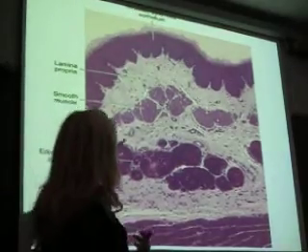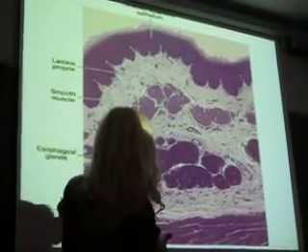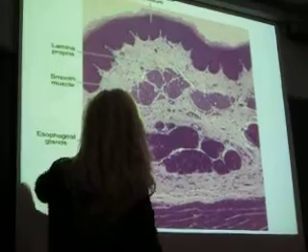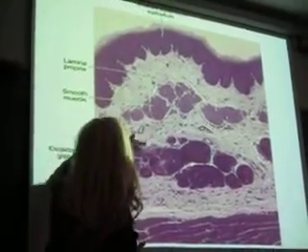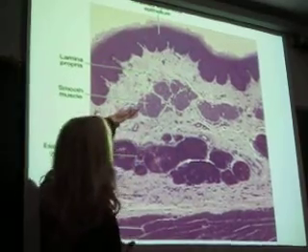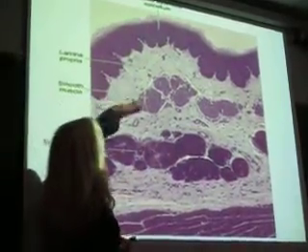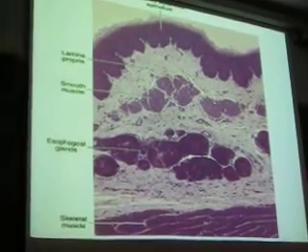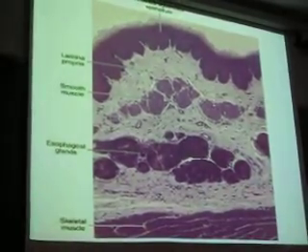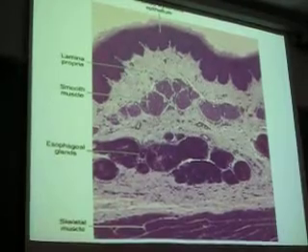So you see smooth muscle here, and you see esophageal glands here, and then you see muscle here. So from the surface of the stratified squamous epithelium all the way down to the smooth muscle, what's this layer called? The mucosa. The mucosa is made up of how many sublayers? Three. So what are those sublayers of the mucosa?